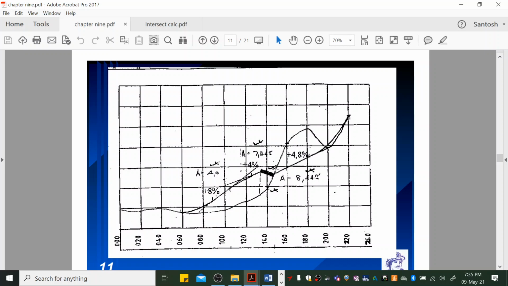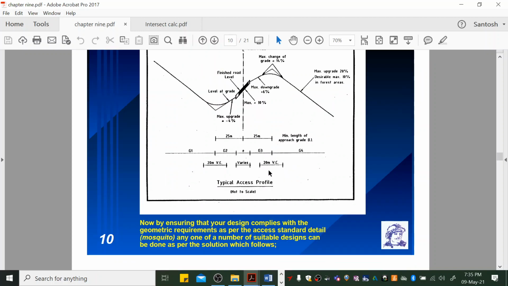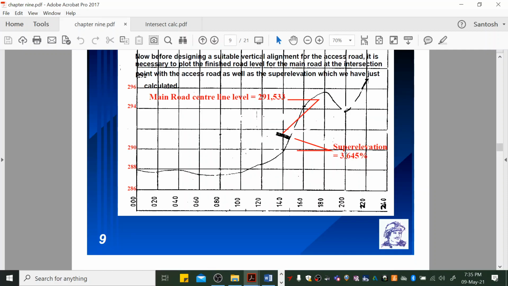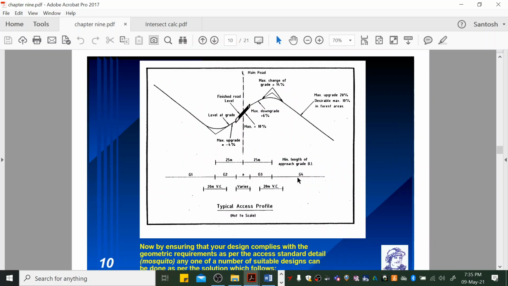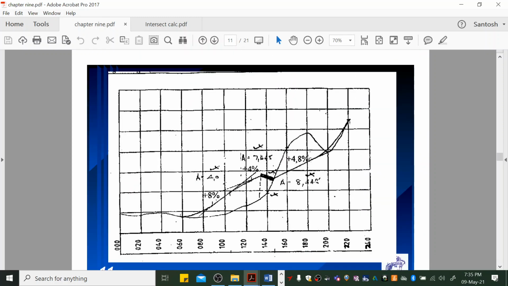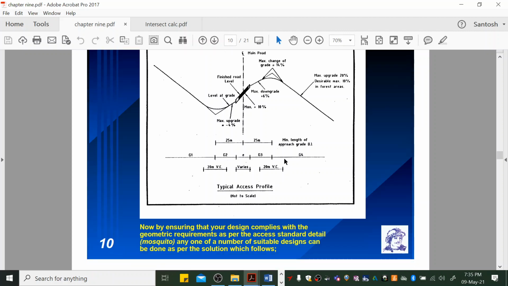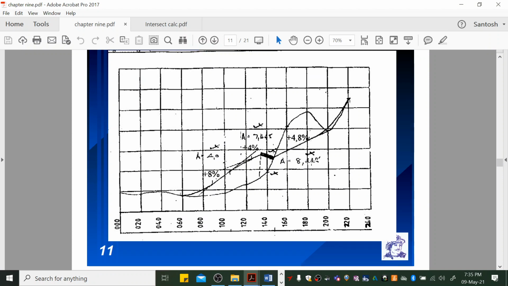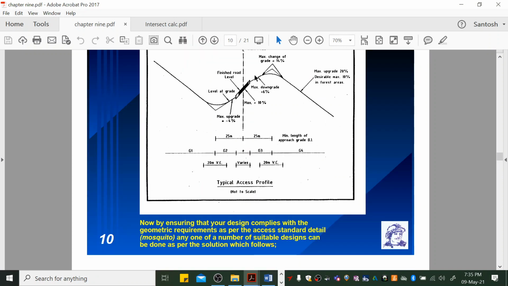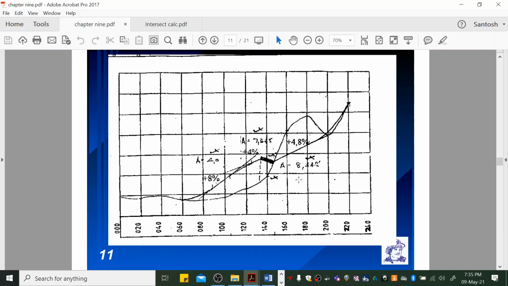You got 3.645% here. Okay, G2 minus G1, 4.8% minus 3.645%. So you got 3.645% there, and you got 4.8%. Your algebraic difference in your grade is 8.445%. And if you look at that value, it meets the change of grade. Maximum is 14%. You are okay here with 8.445%. Okay. Change of grade doesn't only apply here, it also applies here with the two values.